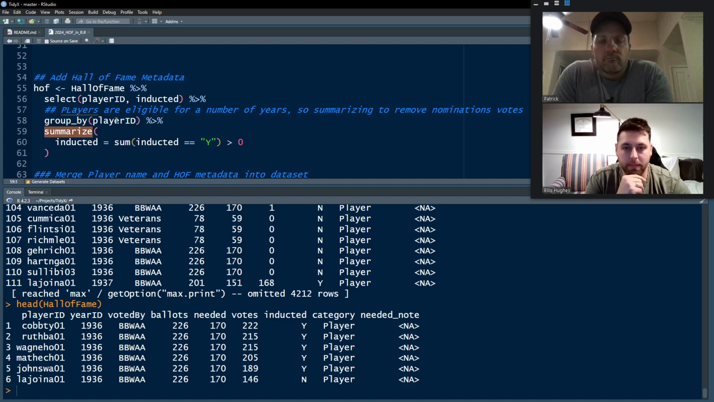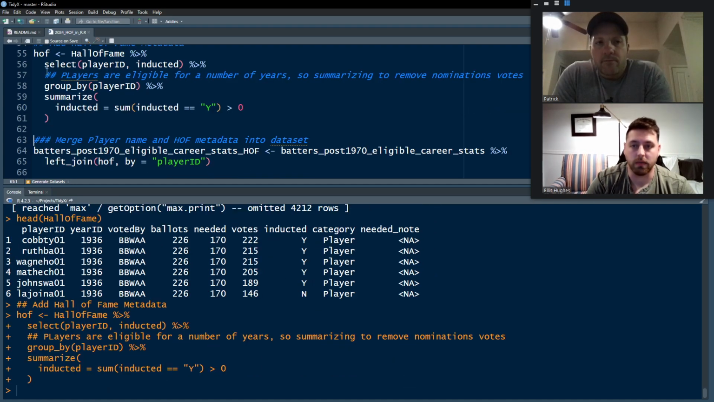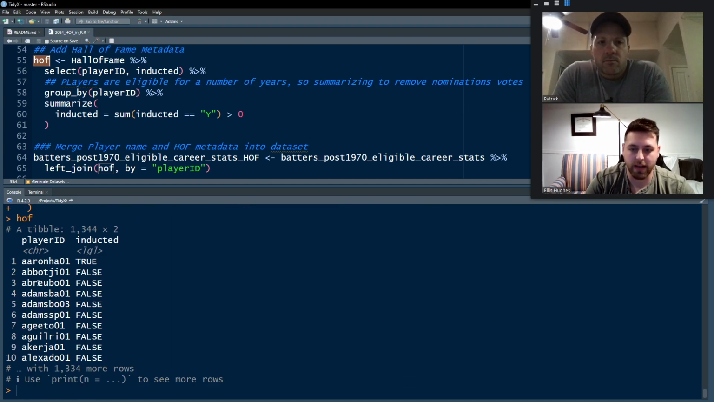So we're going to group by player ID, summarize, and say, is there a yes in their inducted column? If yes, great, we're going to set inducted to true, because the sum of inducted yes is greater than 0. If they were never inducted because they went up 10 times and were voted down every single time, or they went up 3 times and were voted up to the point of this data set, if they've not been inducted, it's going to be false. So we run that. So we end up with HOF.